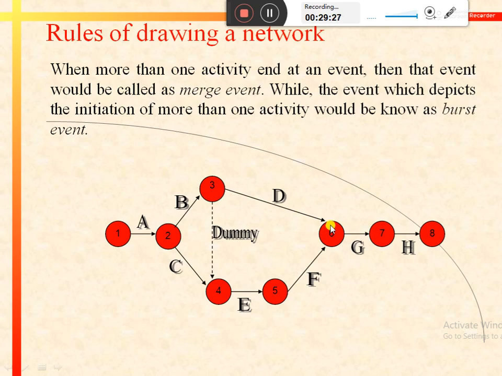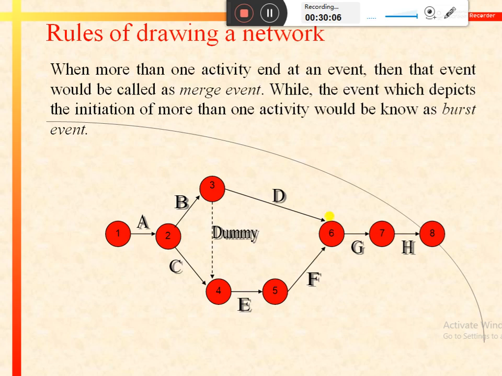Like in this diagram, look at event 6. As we can see, activity D is ending at event 6 and activity F is also ending at event 6. So there is more than one activity ending at a particular event. Event 6 would be known as a merge event, as there are two activities, D and F, merging at this point or terminating at this point.